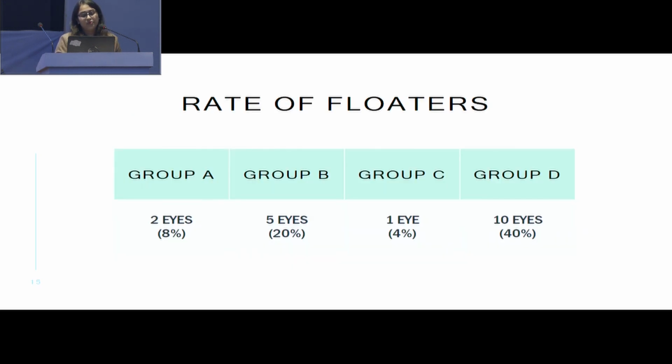The rate of floaters was found to be highest in group D, which was the cruciate shape more than 3.5 mm capsulotomy group, and the smaller size groups had fewer complaints of floaters.